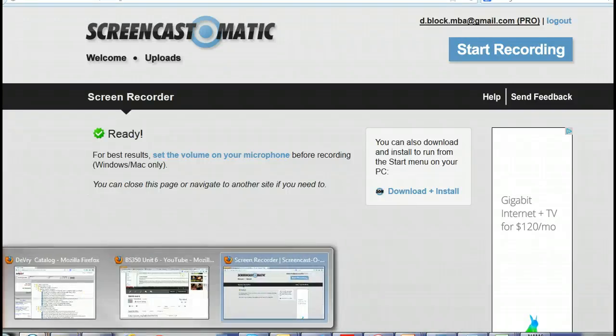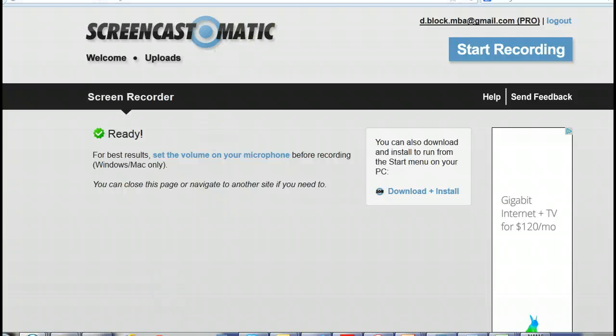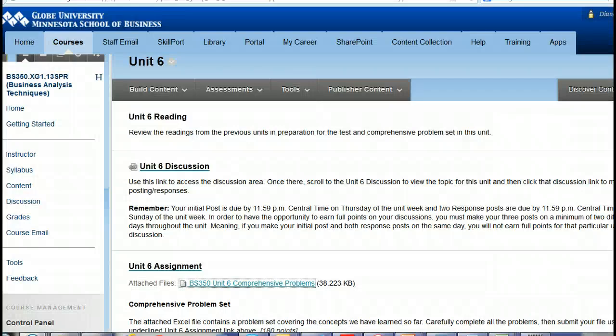Welcome to Unit 6 of Business Analysis. There we go, Business Analysis Techniques. This is our hump week, our very middle week of the course. And this week you're going to do some midterm activities. There's no new reading. You'll just review the previous chapters that we've studied, chapters 1 through 4 and chapter 7.